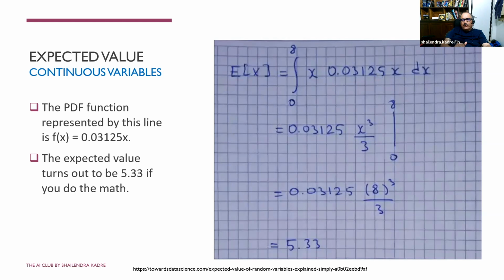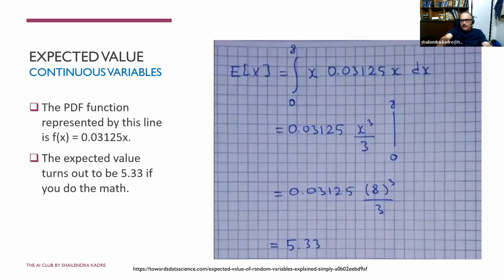So now what we have to do? The lower limit is 0 and the upper limit is 8. We have to first put in the upper limit. So x equal to 8 we have to put. So see, we have put here 0.03125 times 8 cubed by 3. Here 8 means the x value is 8. That is what comes first.